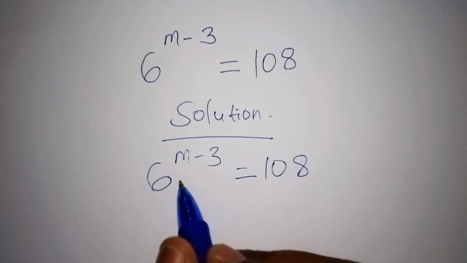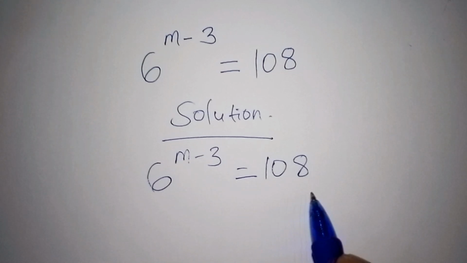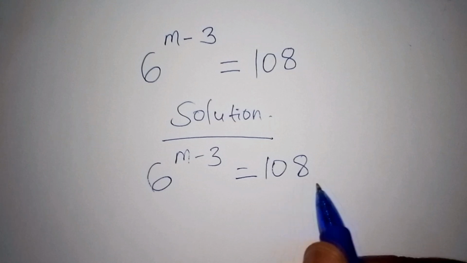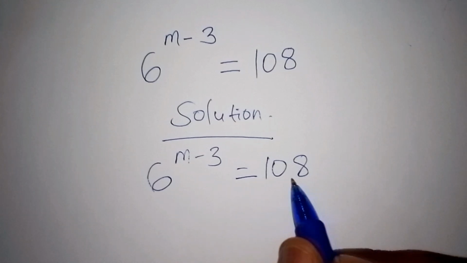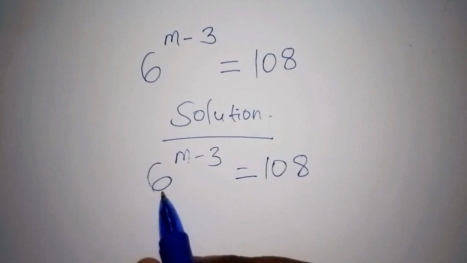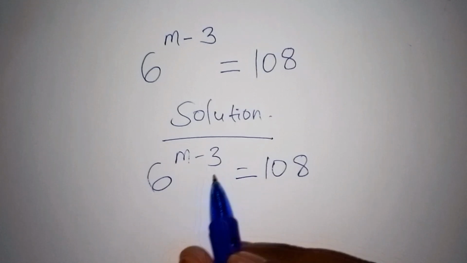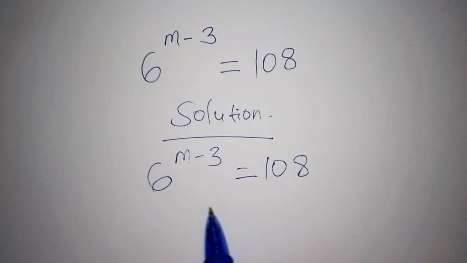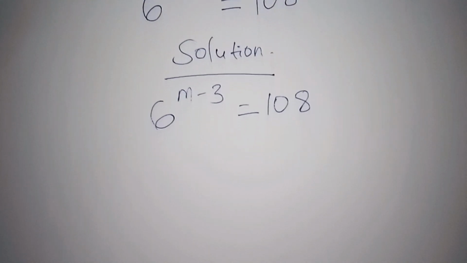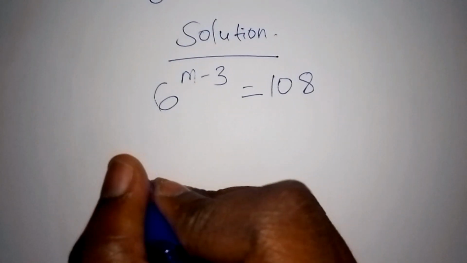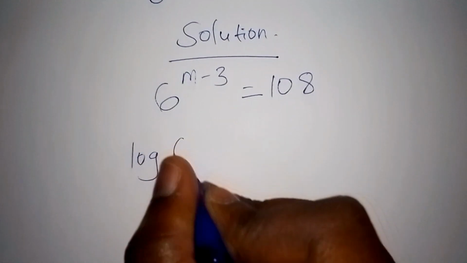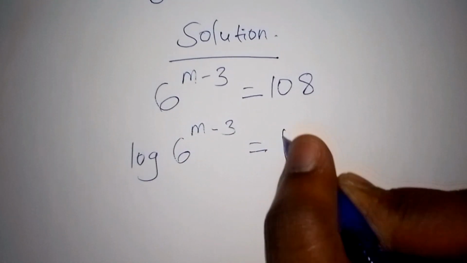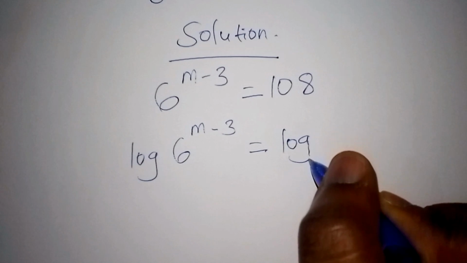The first thing that we need to do is to work out if we can have the same base. This one is the base of 6, and m minus 3 is the index. So it is impossible, and we need to introduce the log on both sides. So now we shall have the log of 6 to the power of m minus 3 also giving us the log of 108.